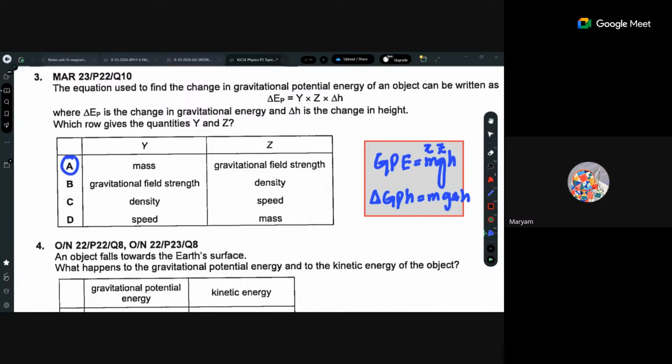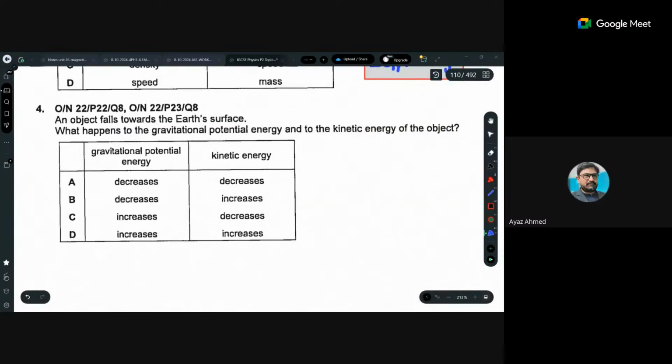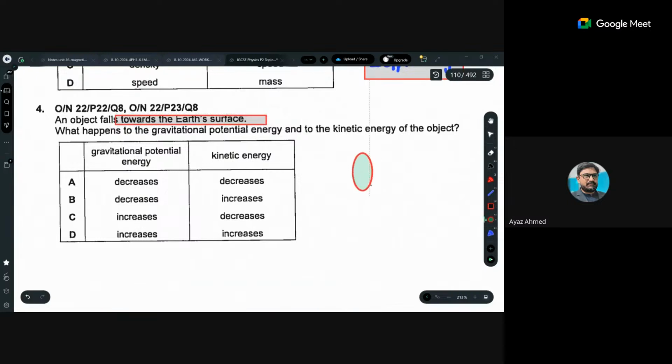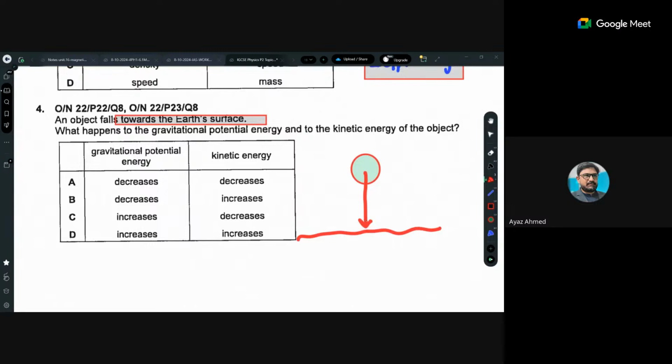I get it. Next one: an object falls down towards the Earth's surface. Towards, this is the key over here. What happens to the gravitational potential energy and kinetic energy of the object? When an object is dropped, its gravitational potential energy decreases and its kinetic energy increases. That is why when an object is dropped from a height, it hits the ground with very high speed.